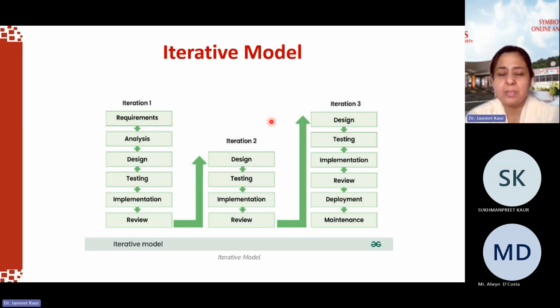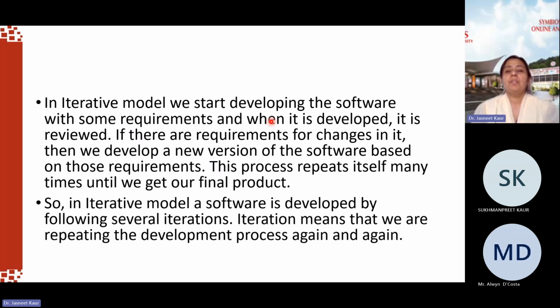So iteration means that we start developing the software with some requirements. And when it is developed, it is reviewed. If there are requirements for changes in it, then we develop a new version of the software based on those requirements. This process repeats itself until we get the final product. So in the iteration model, software is developed by following several iterations.